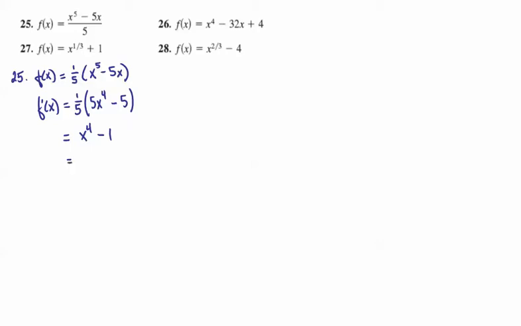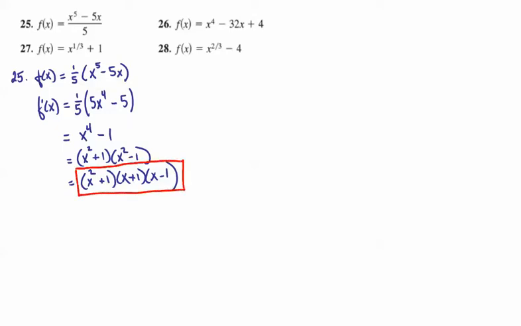We'll put that into factored form, which would be x squared plus 1 times x squared minus 1, which again can be factored to be x squared plus 1 times x plus 1 times x minus 1. So that is the factored form of our derivative. If we want to highlight that, we'll use that in our first derivative test. Now, our critical numbers. x squared plus 1 is never 0. Then our critical numbers are x equals -1 and x equals 1.